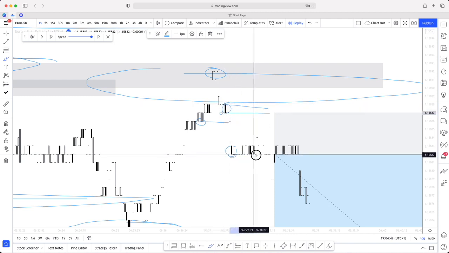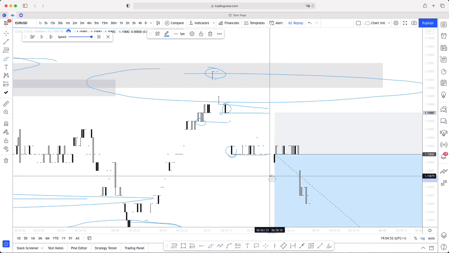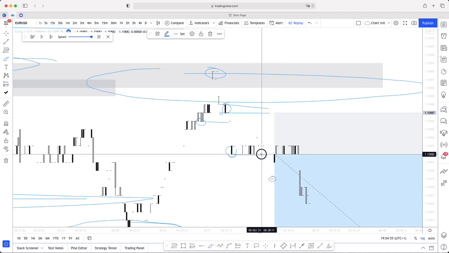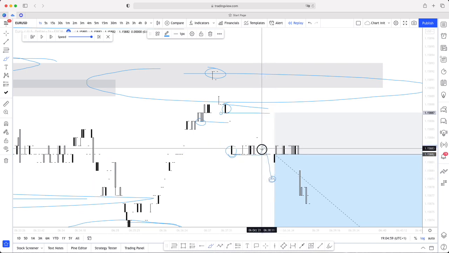And this low only got broken here. Where did it come from? We have a low, we have a high, then a low, so it came from somewhere within here. So I placed the order from here.